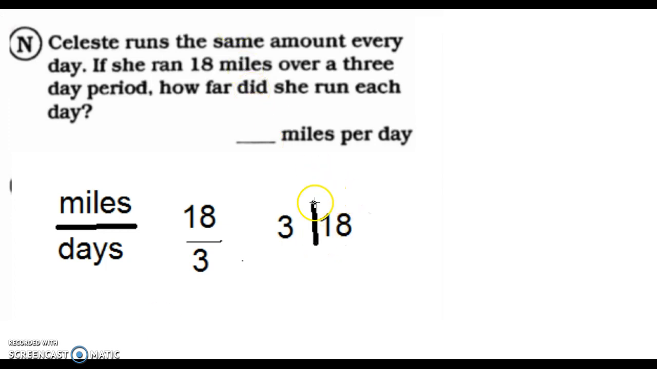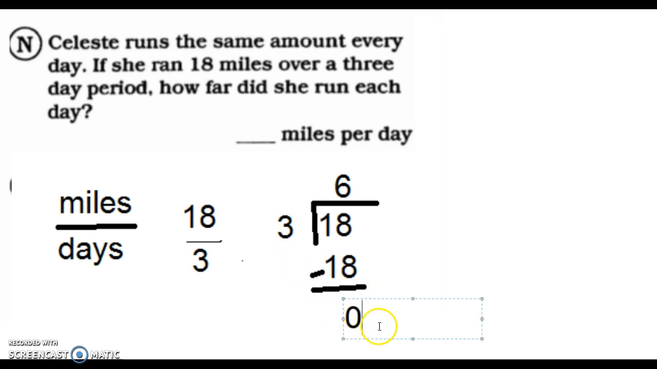I know this is probably one you can figure out without having to do this, but 3 times what equals 18? Well, we know it's 3 times 6, right? 3 times 6 equals 18. That was a nice, easy one for us to figure out. That's the end of that problem, right? So it's going to be 6. So what is it? 6 miles per day.